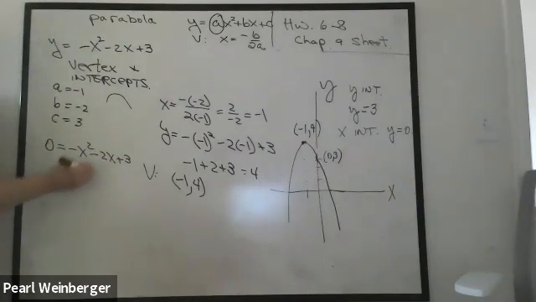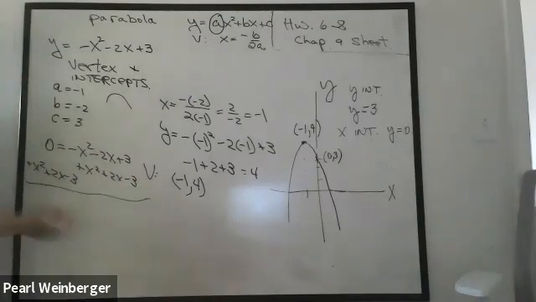I'm going to add x squared to both sides, plus 2x to both sides, and minus 3 from both sides. So that my equation will become x squared plus 2x minus 3 equals 0. And this to me looks like it could be factored.